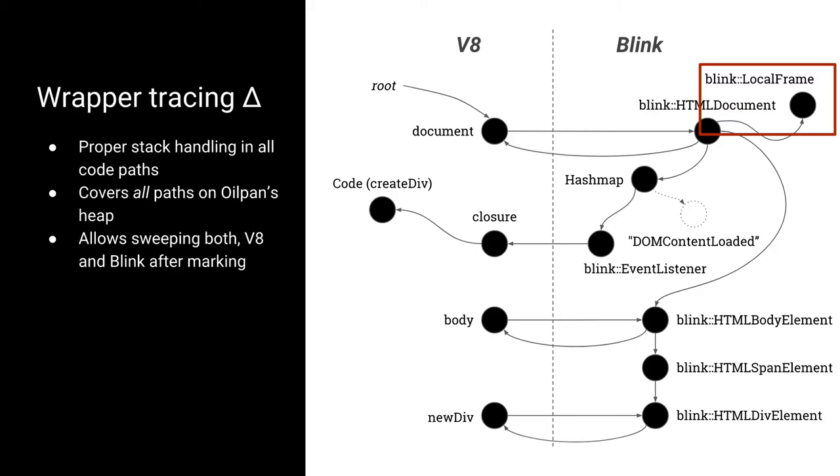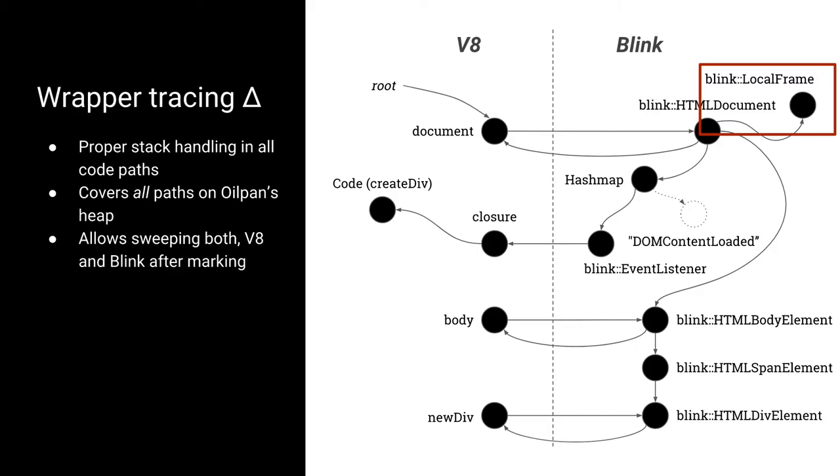There are a few deltas. Might not all be obvious here, but there are. So for example, proper stack handling for repo tracing is only implemented in certain parts, and it's very delicate and fragile. So we want to get rid of that and just replace it with Oilpan stack handling, which is complete, right?